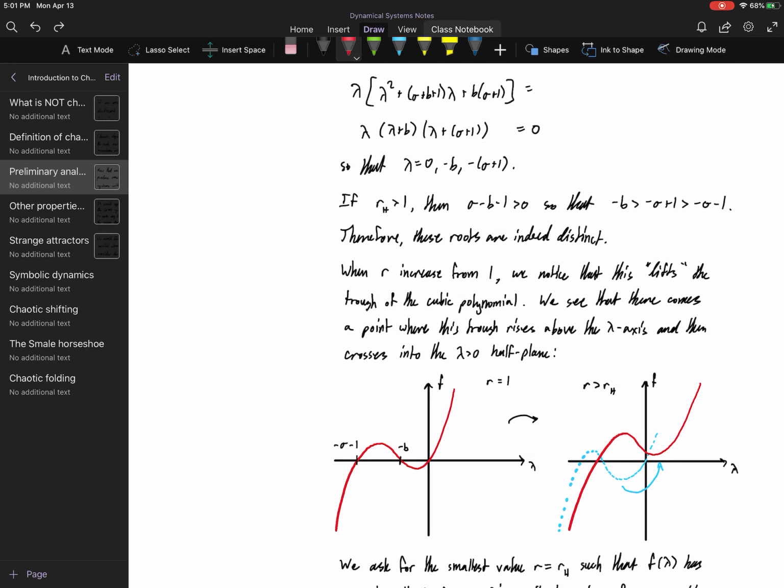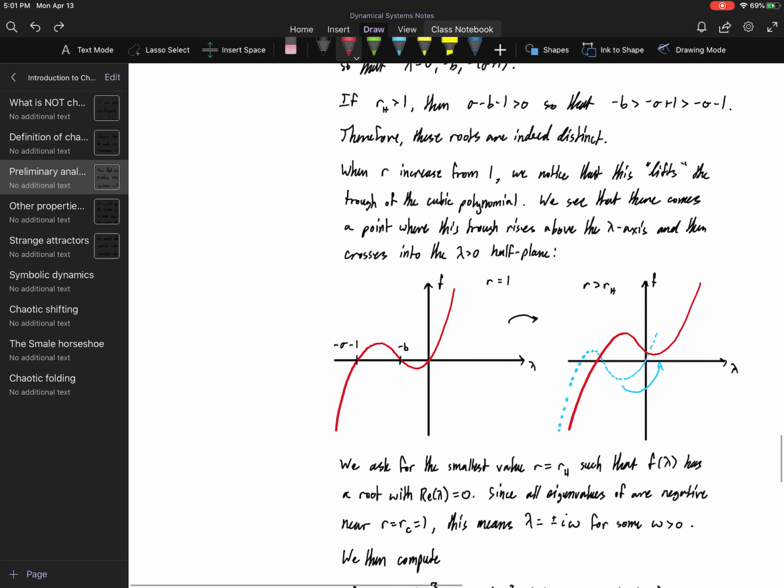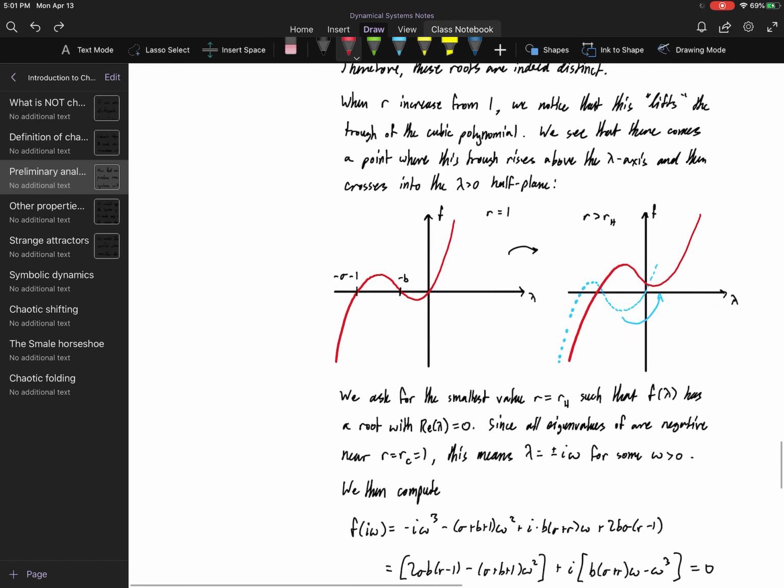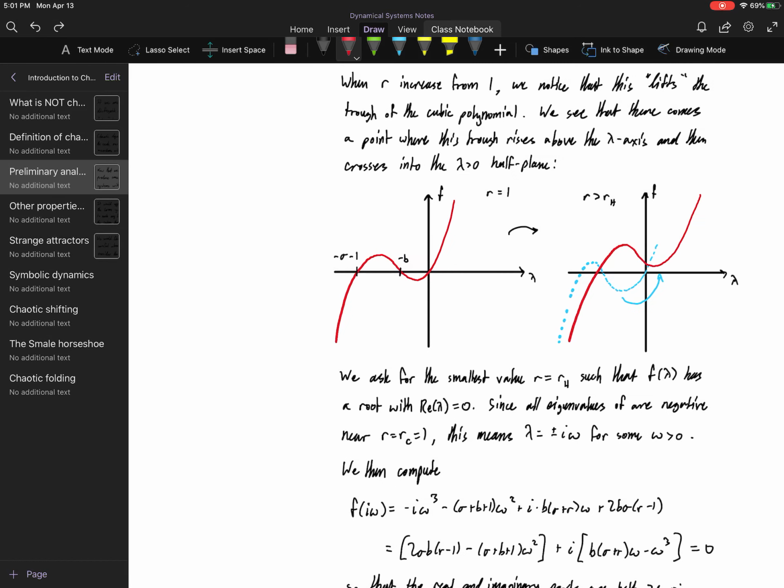As we increase, starting at 1, the cubic wants to lift in a very particular way, where we are going to keep, not necessarily exactly at lambda equals negative sigma minus 1, but we are going to keep the far left negative eigenvalue, but we are going to lose the two roots here on the right. And we would like to ask for the smallest value of the parameter r, and we're going to call that r sub h, where f of sigma actually has a root with real part equal to 0. And because of the way that we're increasing the parameter, we're fixing sigma and b, but we are moving r.